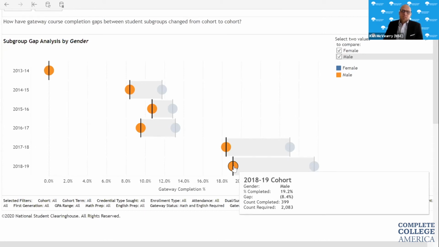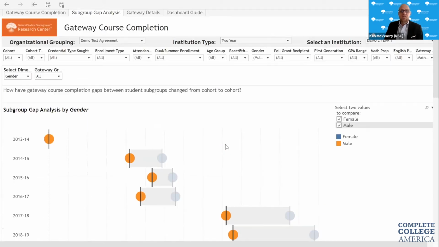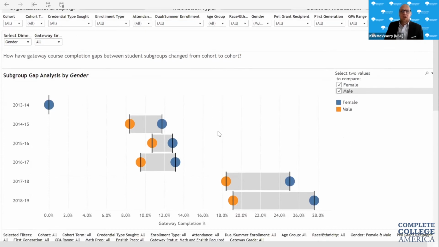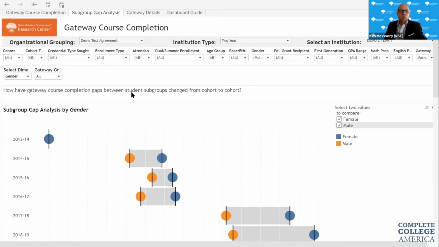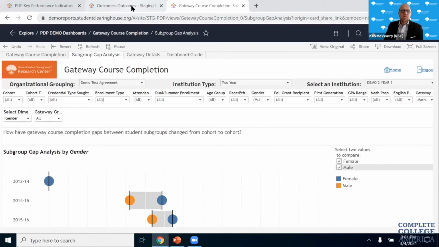And sometimes in our student success implementations, we end up with these various unintended consequences. And this type of ability to dig into various different subgroups, and you can do subgroup gap analysis based on any of the types of filters you see here, can really reveal some bigger pictures. And I think that's really important to institutions being able to see some of those things.